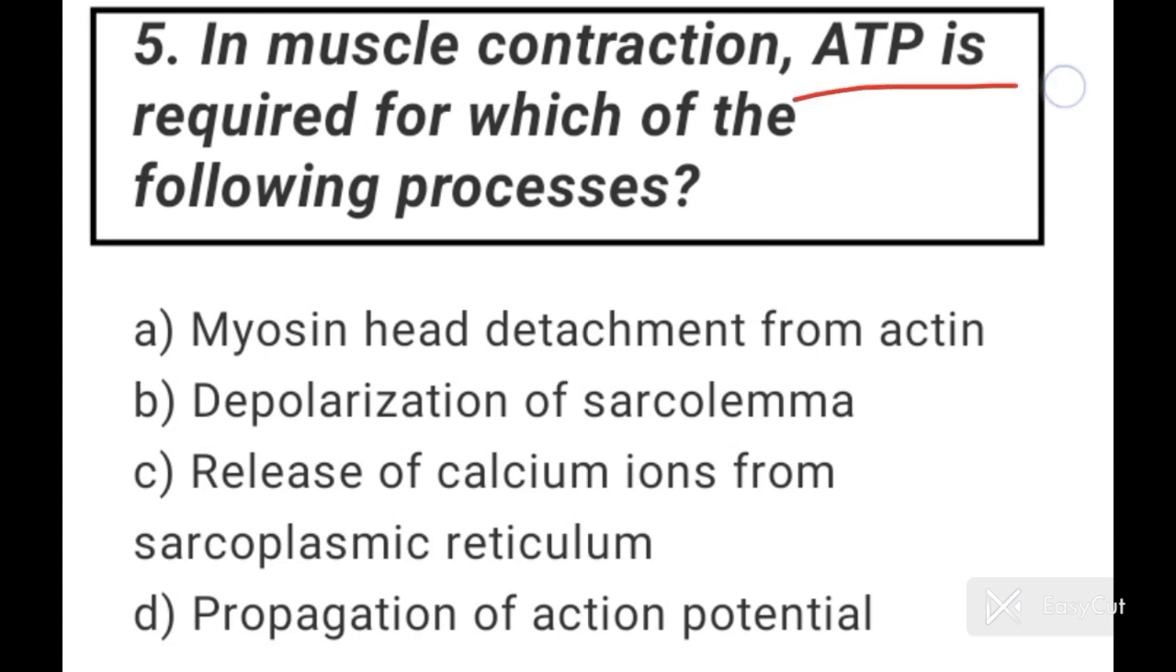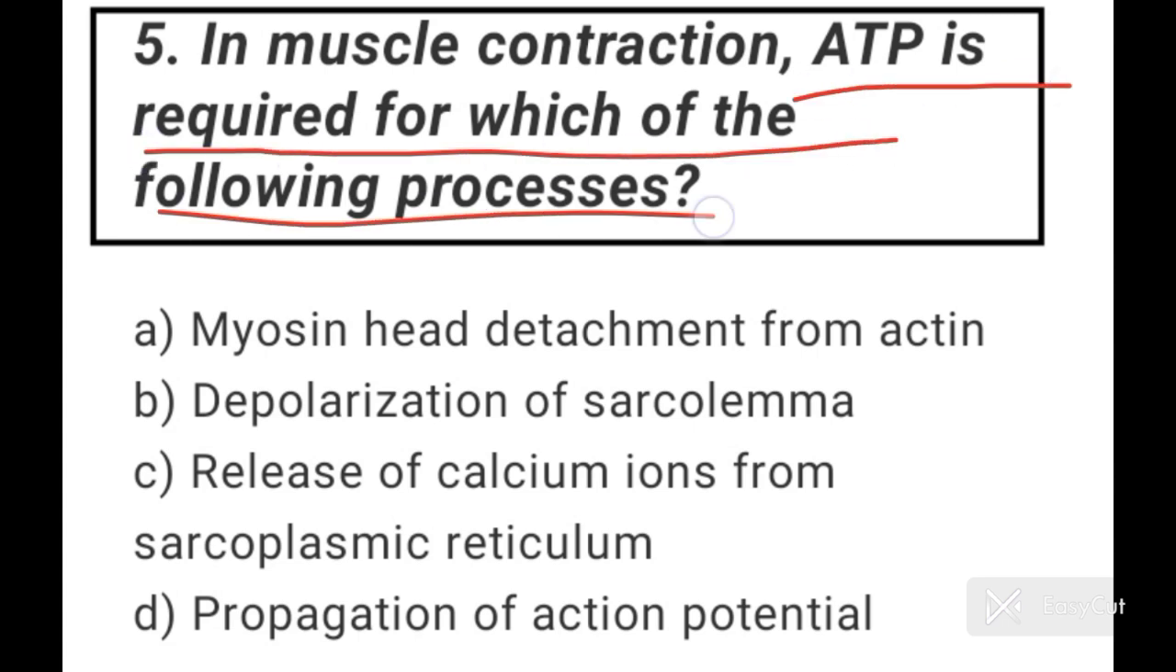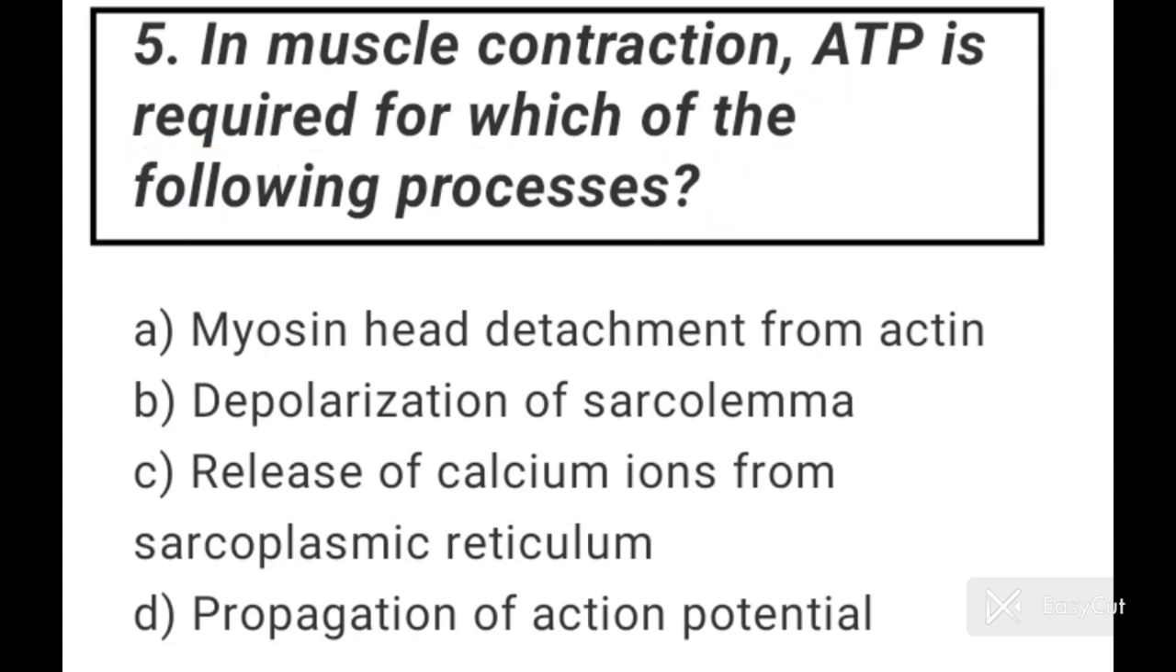Question number 5. In muscle contraction, ATP is required for which of the following processes? In which process will ATP be required in muscle contraction? Option A is correct here.